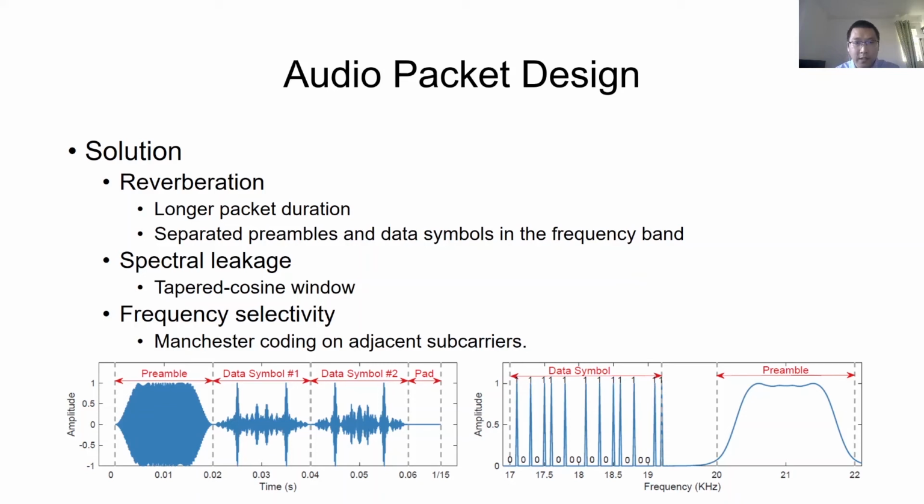For spectral leakage, we apply a typical window to every preamble and data symbol in each packet. For frequency selectivity, we adopt Manchester coding to encode 1 bit with 2 adjacent subcarriers. Since the adjacent subcarriers experience similar channels, the receiver can simply decode 1 bit by comparing the amplitudes of 2 adjacent subcarriers.